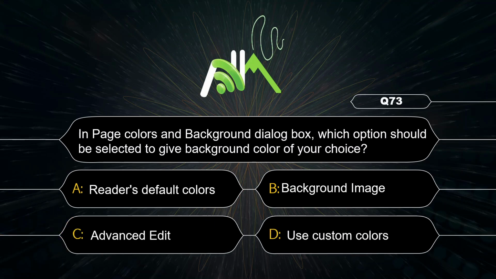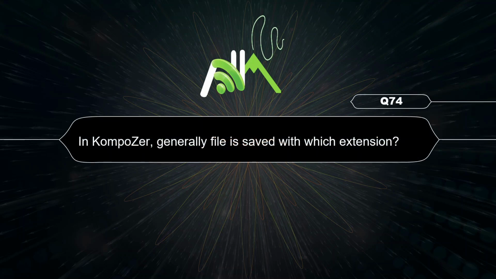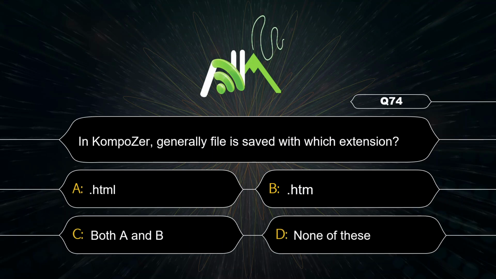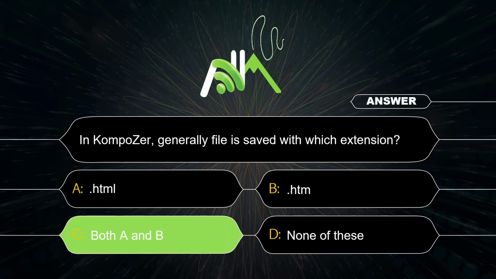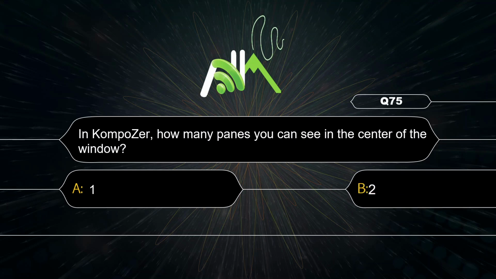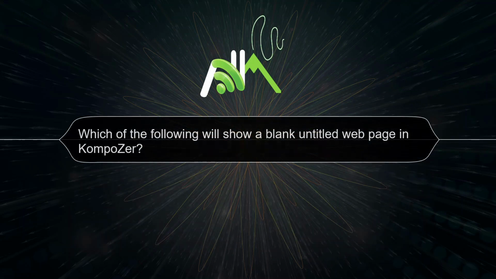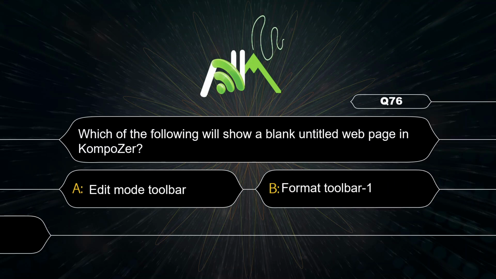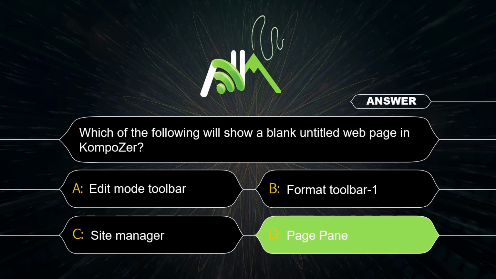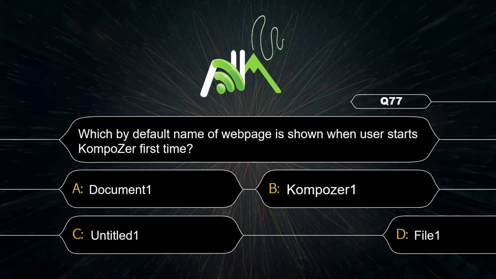Which option is used to give background color? We have seen format, menu, page color and background. But here we have to select use custom. Generally, a file is saved with what extension? .html as well as .htm. So both A and B are correct. How many panes will you see in the center of the window? Two panes are there, page pane and site manager. Which of the following shows a blank untitled web page? That is the page pane. What is the default name of a web page when you are not saving it? That is untitled one.